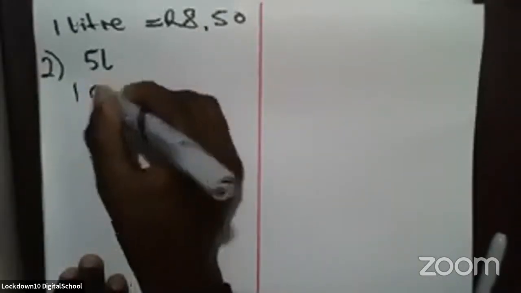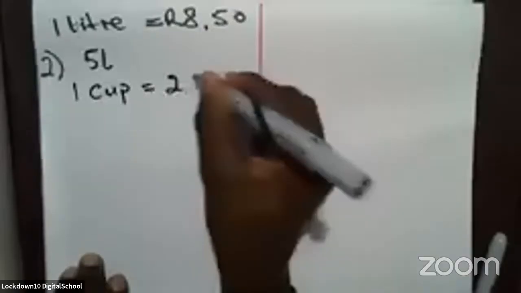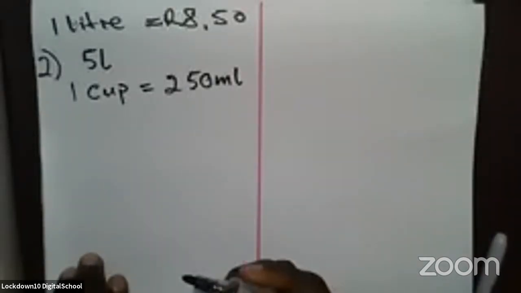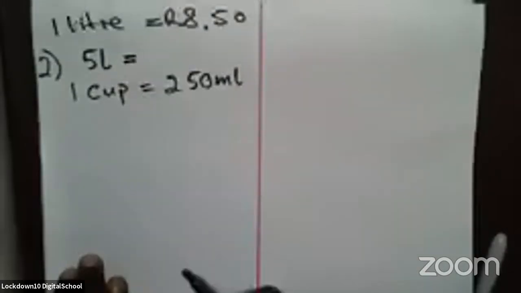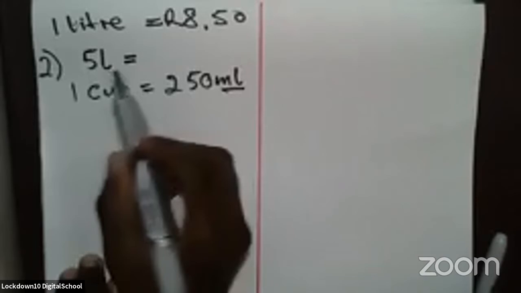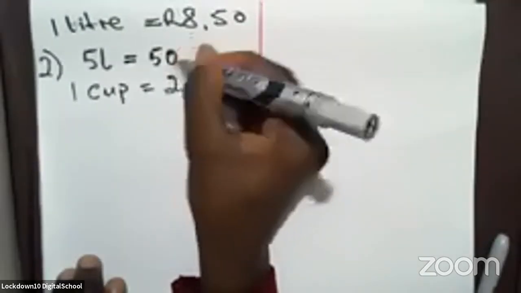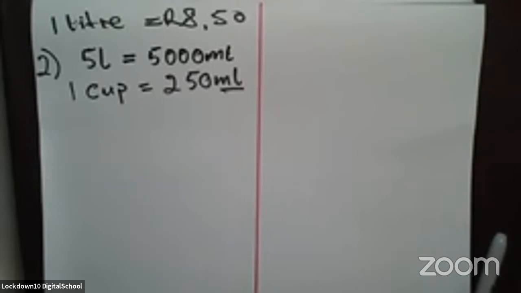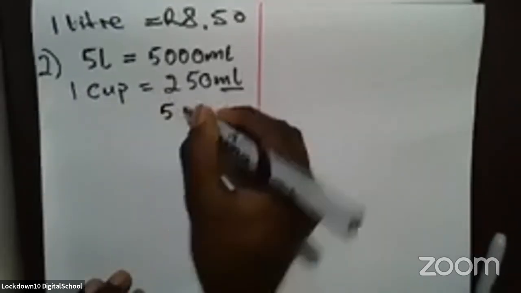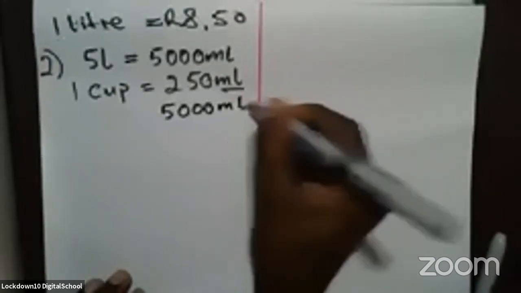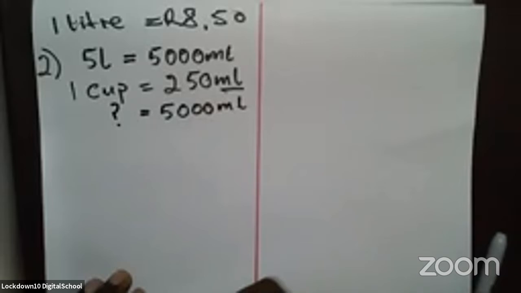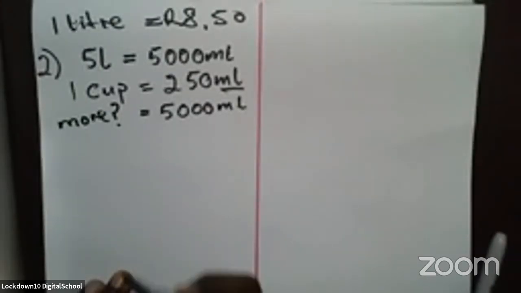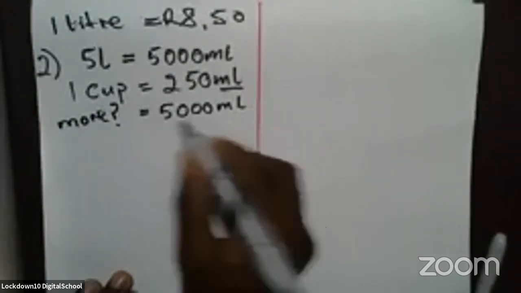I have 1 cup being equal to 250 milliliters. The question is, how many cups do I need to make? So I have to convert to milliliters. We talked about this: 1,000 milliliters is equal to 1 liter. So we're now saying 5,000 milliliters. Then you ask yourself, is it going to be more or less? Obviously, it is going to be more. So if it is more, I have a bigger number over a smaller number.